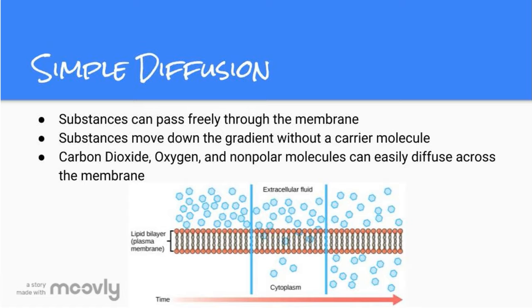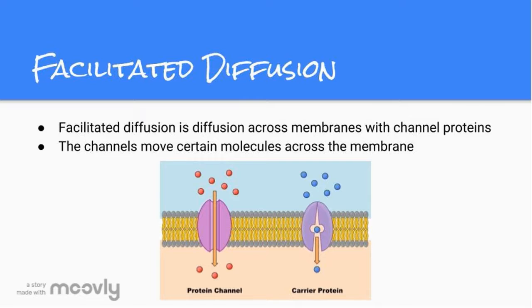In simple diffusion, substances can pass through the membrane freely. They move down the concentration gradient without any help from carrier molecules. Nonpolar molecules like oxygen and carbon dioxide can easily diffuse across the membrane. In facilitated diffusion, substances can diffuse through the membrane with the help of protein channels. The channels move certain and specific molecules across the cellular membrane.